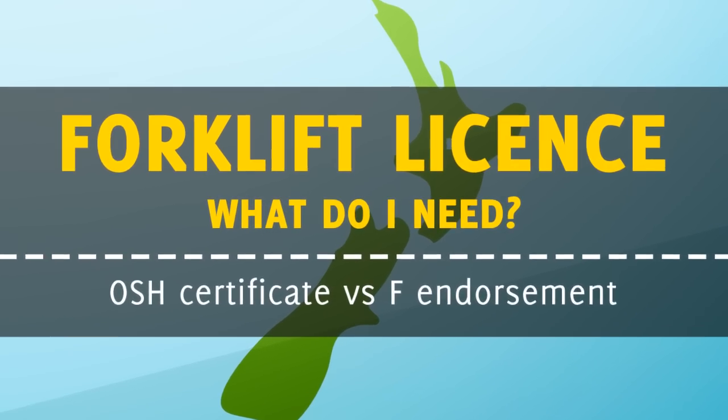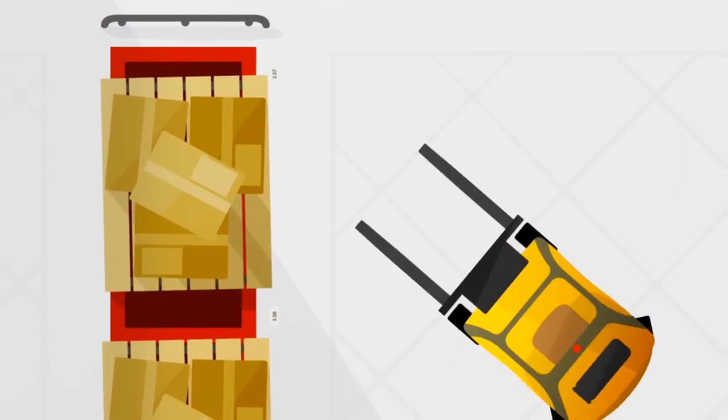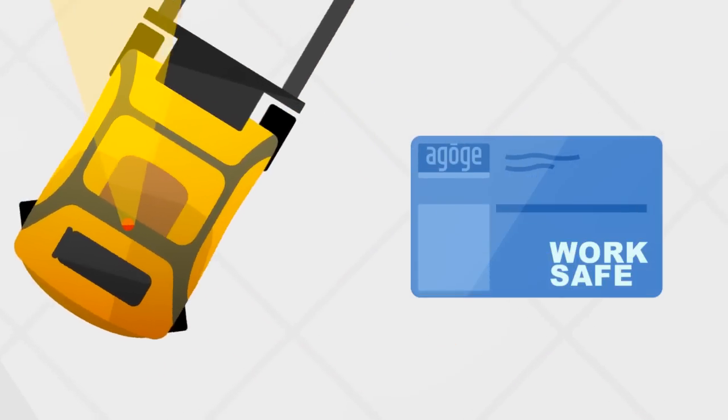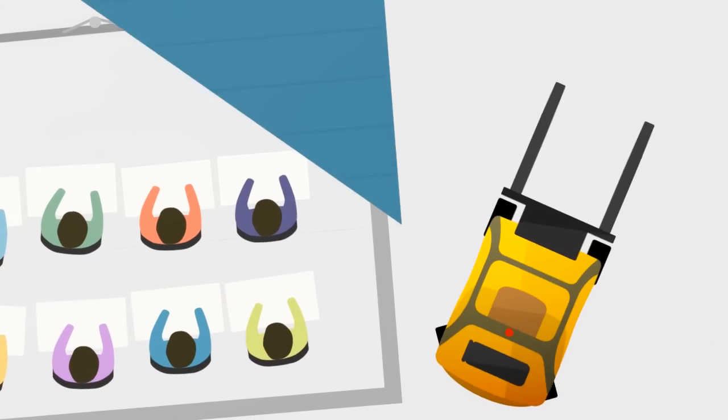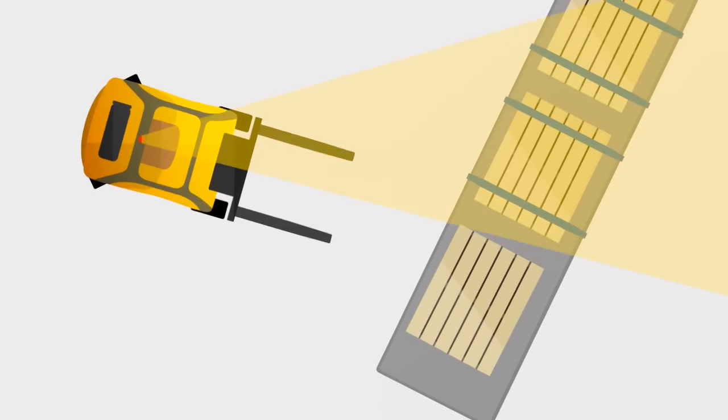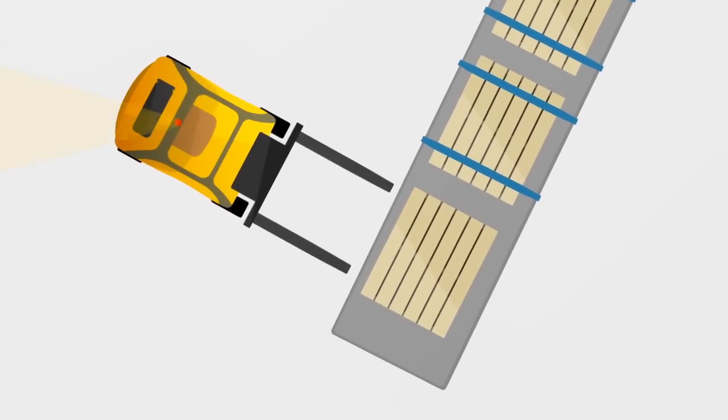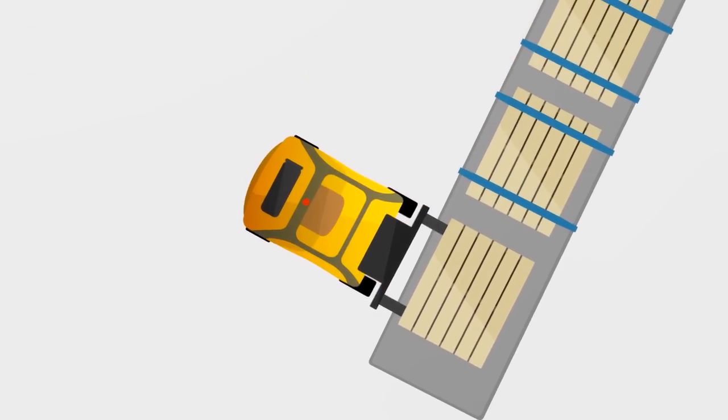So you're in New Zealand and you want to drive a forklift. Great. First, you're going to need an operator certificate. You get one by doing some training with a WorkSafe approved training provider. Training covers things like health and safety, operating skills, and basic theory. With an operator certificate, you are allowed to drive any forklift under 18 tons.